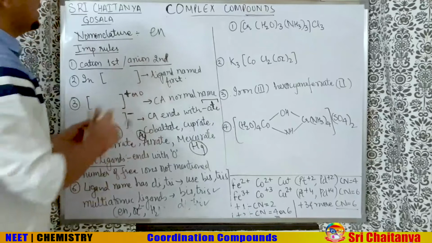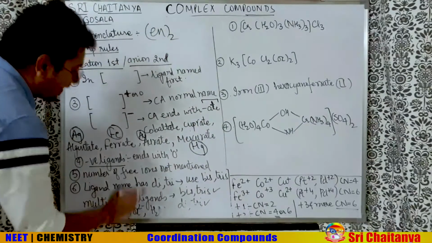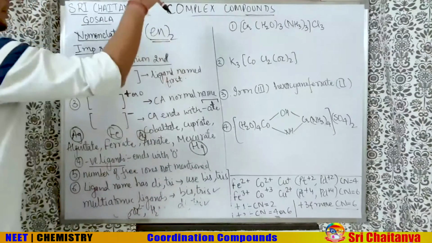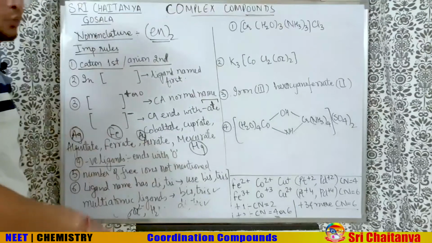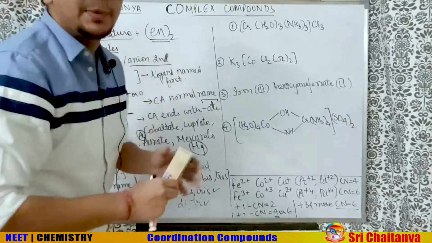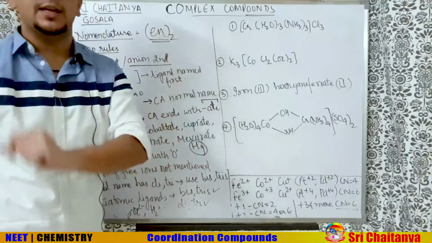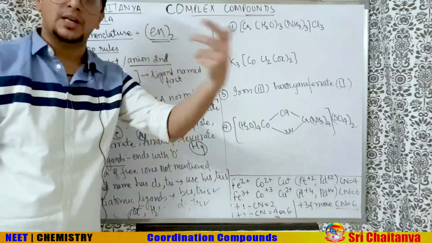For example, if en is mentioned twice, we have to 100% use bis ethylene diamine. You can't use di ethylene diamine. Why? Because its name already has di. So to differentiate between the name and the number of ligands, we write the number of ligands by bis, tris, tetrakis, and so on.